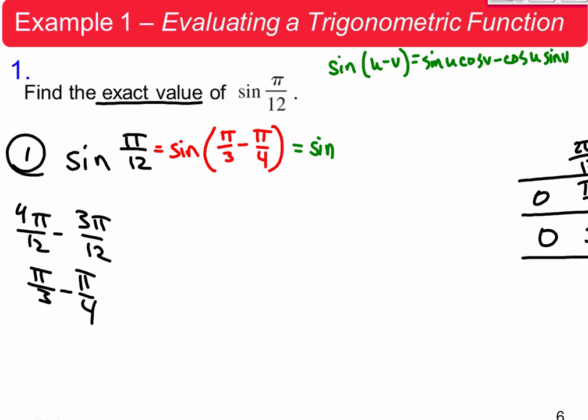So this is going to be the sine of pi over 3 times the cosine of pi over 4 minus the cosine of pi over 3 times the sine of pi over 4. And then these are, at this moment, all things in the first quadrant, and so they're right on our table of values.